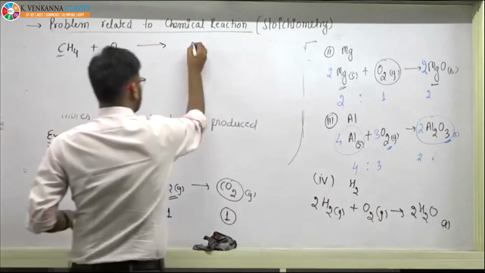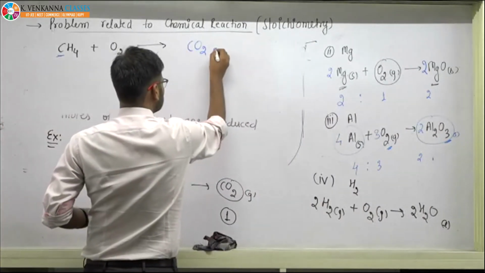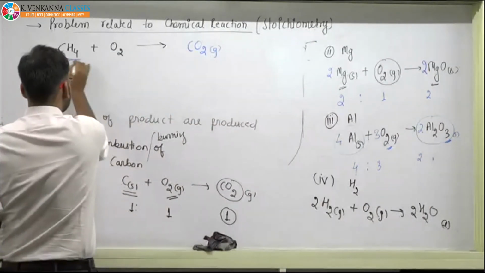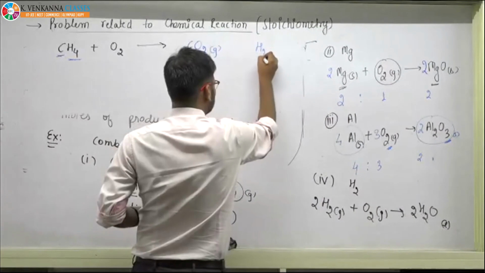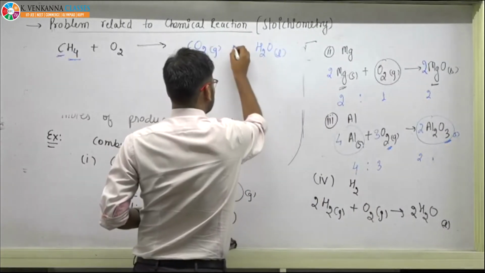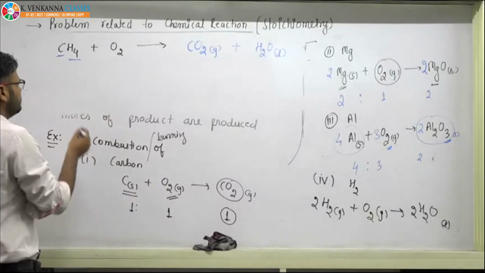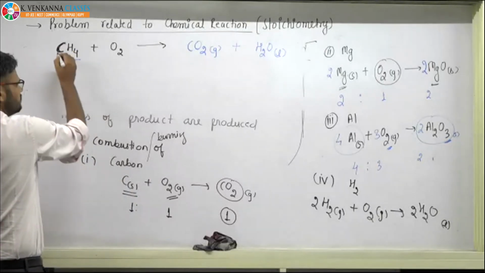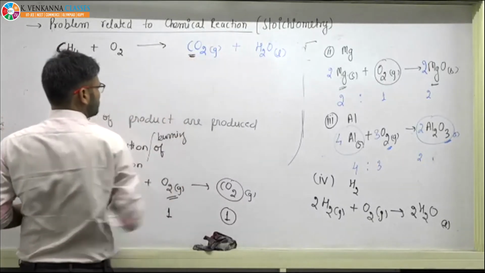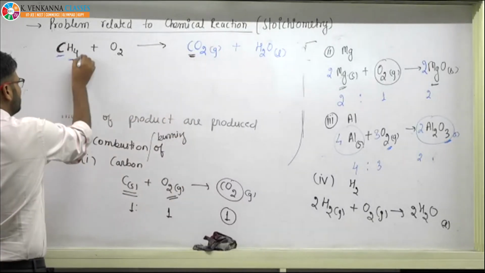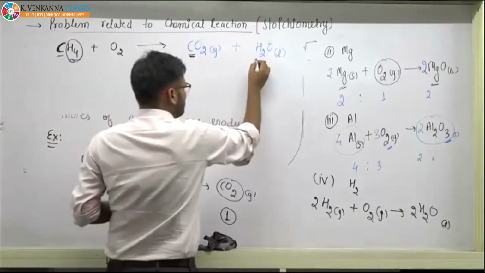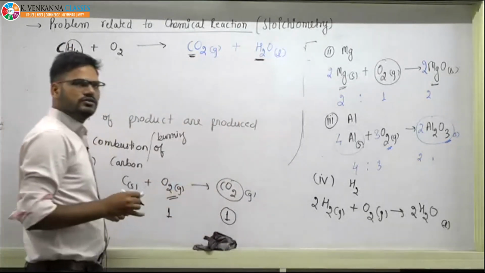Simple. Carbon will provide CO2. On the other hand, hydrogen will provide you water. At room temperature, it will be in liquid state. Just balance it. You see there is only one carbon, that is totally fine. There is also one carbon. If you see here are 4 hydrogen, here it is 2 hydrogen.